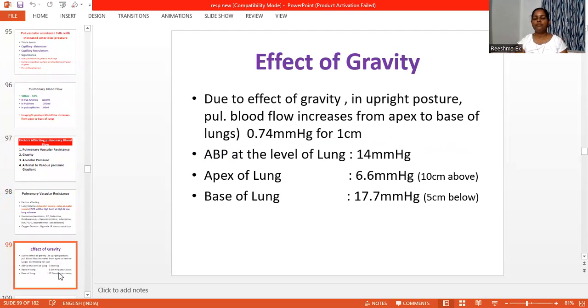Then about the effect of gravity, in upright posture pulmonary blood flow increases from apex to base of the lungs. And arterial blood pressure at the level of the lung is 14 mmHg. Apex of the lung is about 6.6 mmHg. And base of the lung is about 17.7 mmHg.